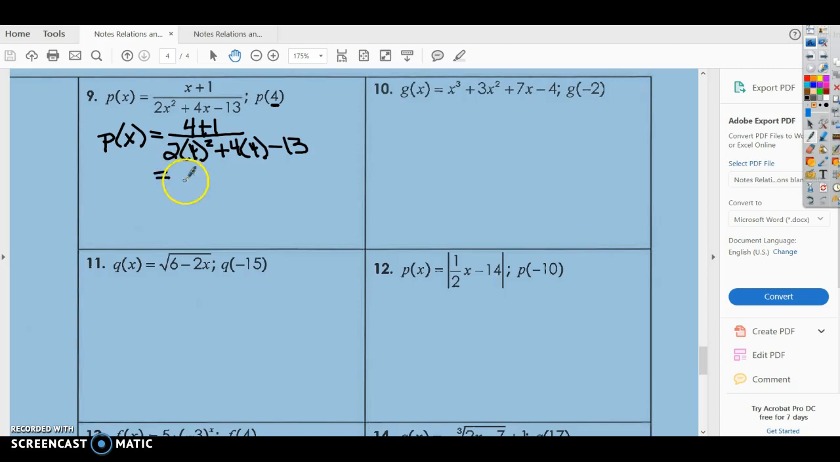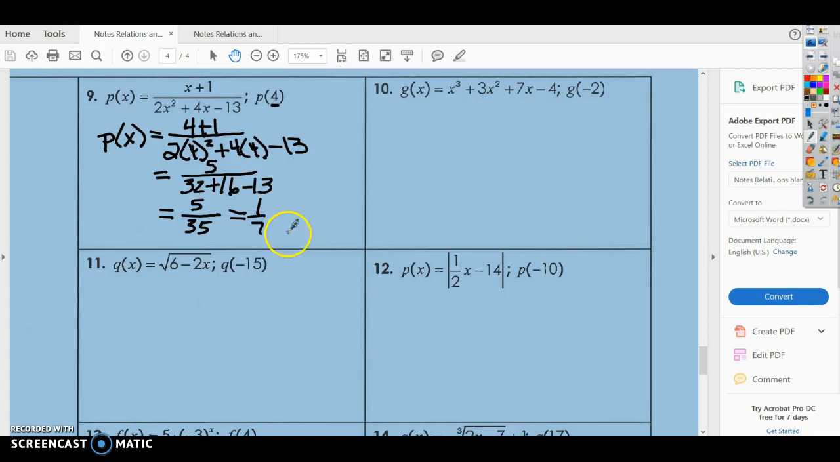Okay. Now, evaluate that. 4 plus 1 on top is 5. Just add those together. And then down here, we've got to do order of operations. So you do 4 squared, which is 16, and then 16 times 2, or 32. And then plus 4 times 4 is 16 minus 13. And then you add those up. 32 plus 16 minus 13 is going to give you 35. Since those are both multiples of 5, you can reduce that to 1 over 7.